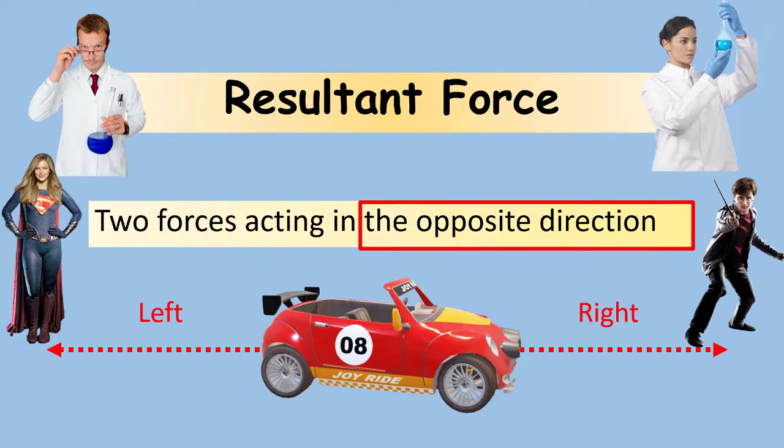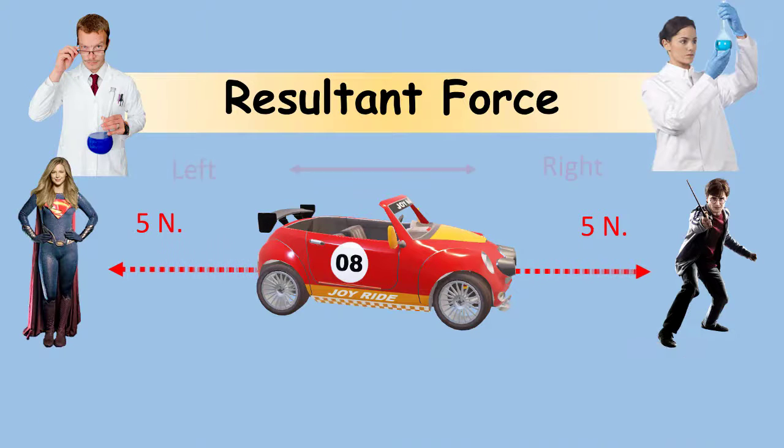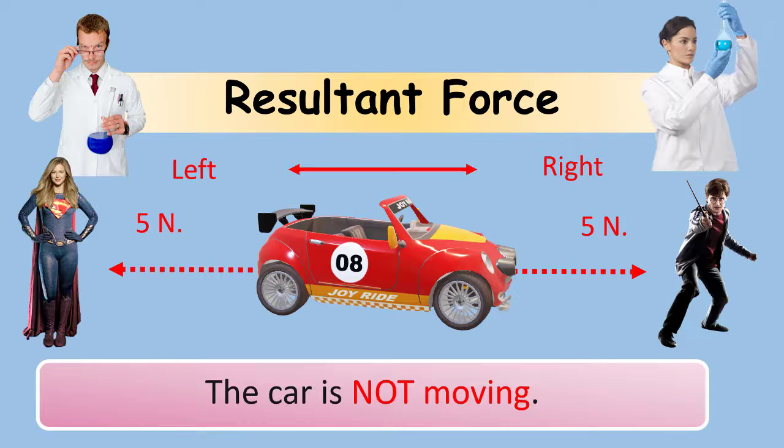Again, two forces acting in the opposite direction. If two forces are equal, the resultant force is 0. The object is not moving. For example, Superwoman is pulling a car with 5 Newton, and Harry Potter is pulling a car with 5 Newton. So, where is the car moving? Of course, the car is not moving because the forces are equal, so the resultant force is 0.